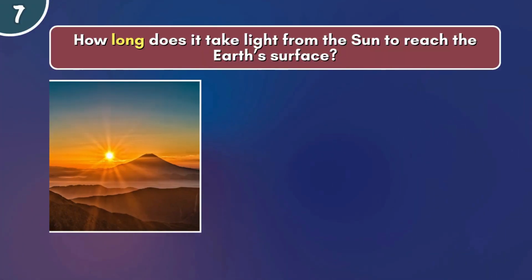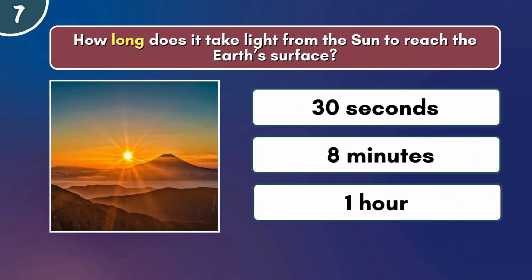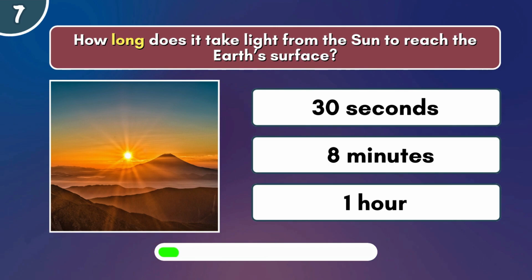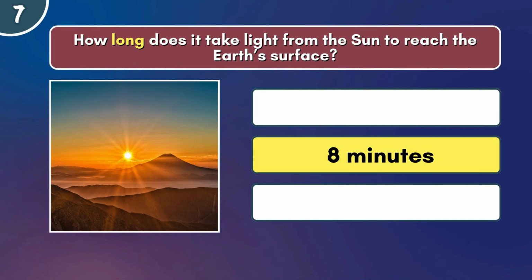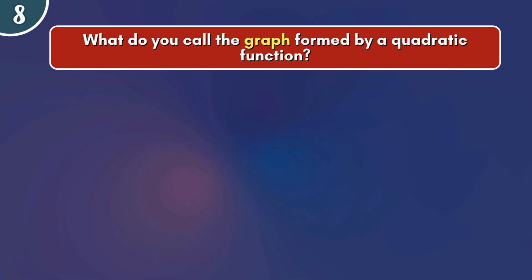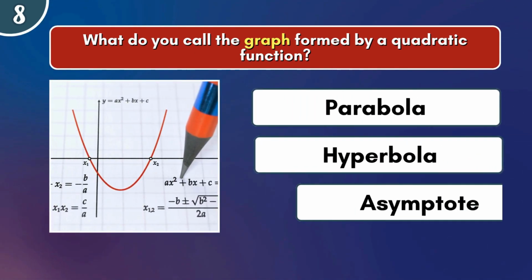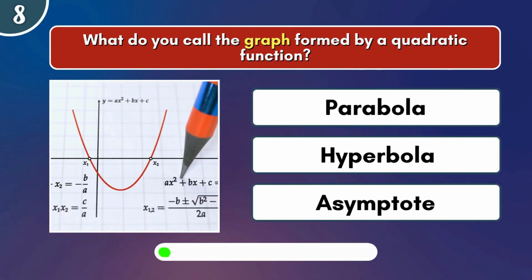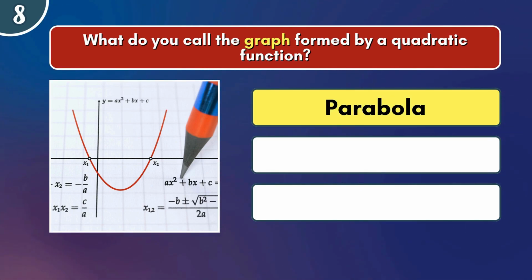How long does it take light from the sun to reach the Earth's surface? 30 seconds, 8 minutes, or 1 hour? What do you call the graph formed by a quadratic function? Parabola, hyperbola, or asymptote? It's parabola.